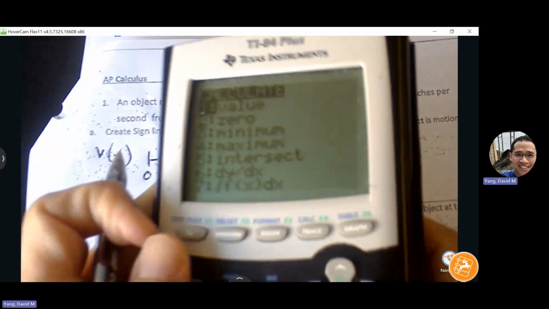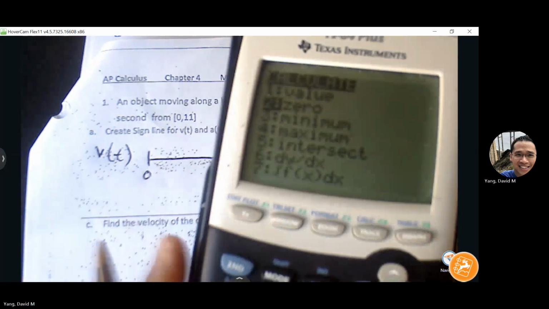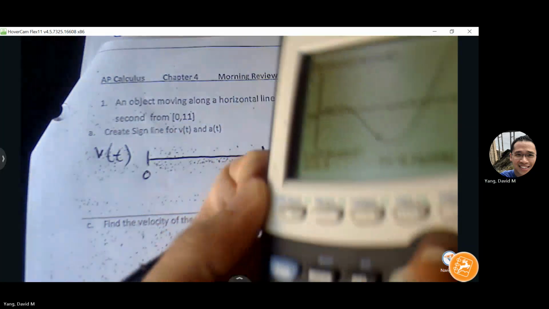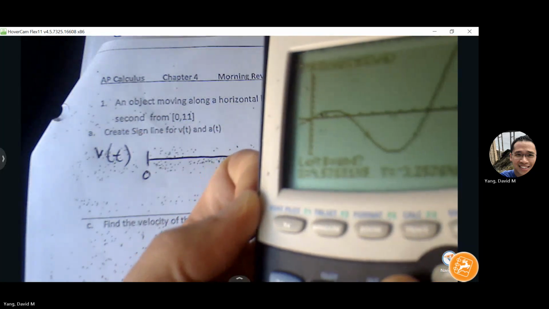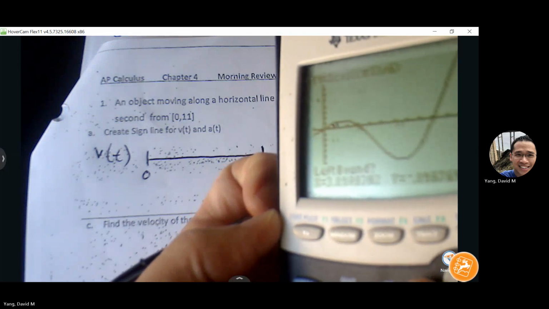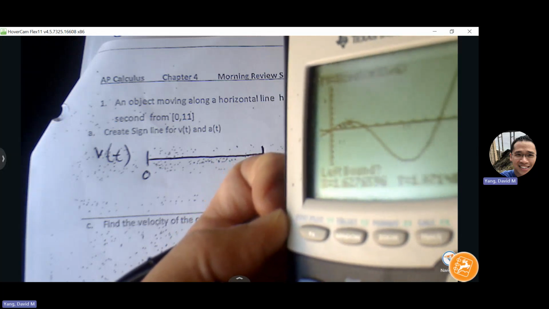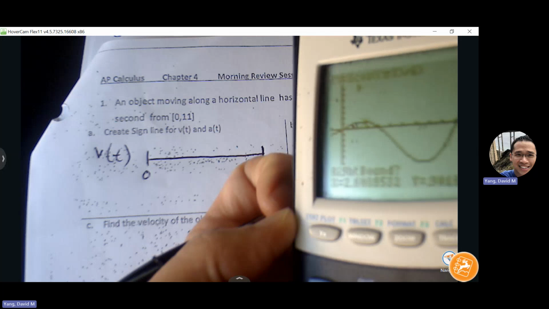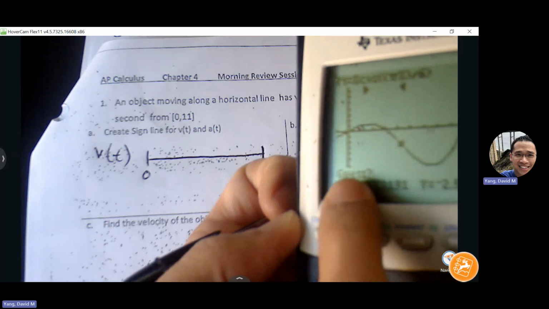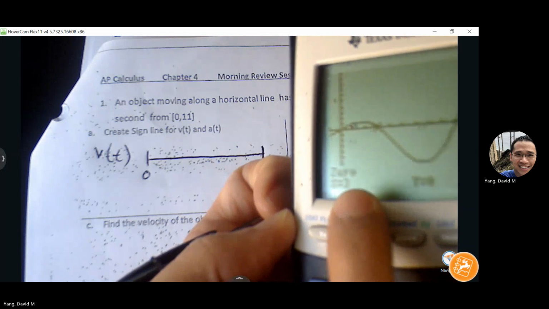So we're going to use the second trace feature, the 0 feature here. The 0 will help us find the x-intercept. So I'm going to pick a point to the left of my x-intercept. There's my blinking cursor that's to the left of my target. I'll hit enter and then scroll to a point on the other side of my x-intercept, hit enter, and then hit enter a third time when you see the word guess. And it's going to find that x-intercept for you, 3.